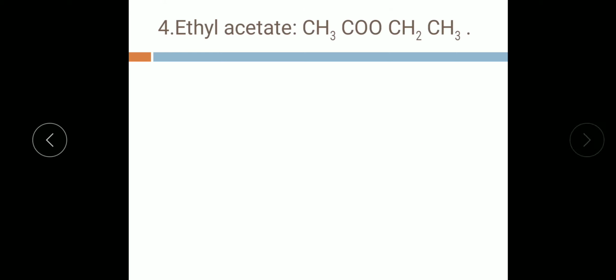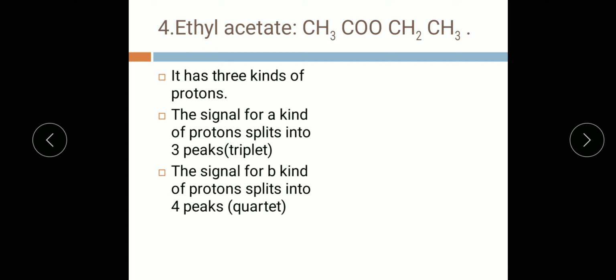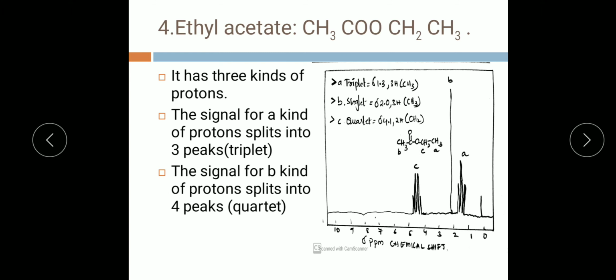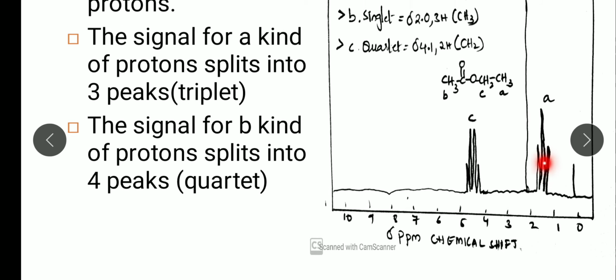And if you move on to the fourth compound, that is ethyl acetate, it has 3 kinds of protons. The signal for A kind of proton splits into 3 peaks, and signal for C kind of proton splits into 4 peaks, and B is a singlet. So in ethyl acetate, if you see clearly, CH3, C double bond O, CH2, CH3. If we take this A, how many adjacent protons are there? 2. 2 plus 1, triplet. So this CH3 gives a triplet. This is the triplet peak.